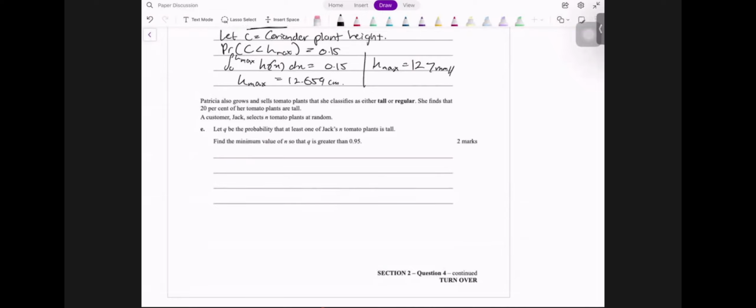Which also grows in cells to one part. She classifies either tall or regular. So she finds 20% of tomatoes are tall. Now you have a certain amount of tomato plants. So like Q, the probability at least one of these plants will be tall.